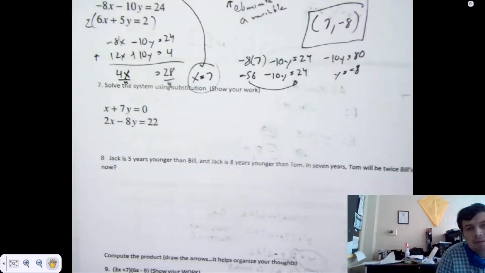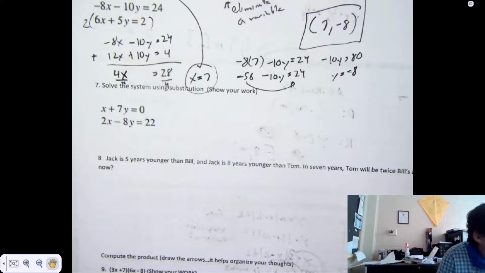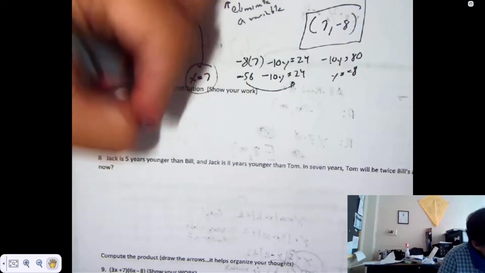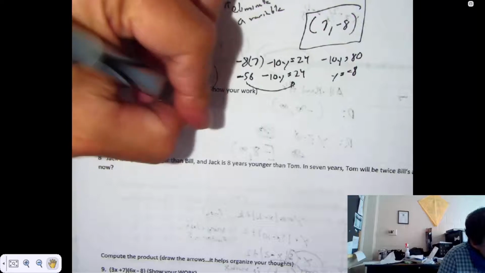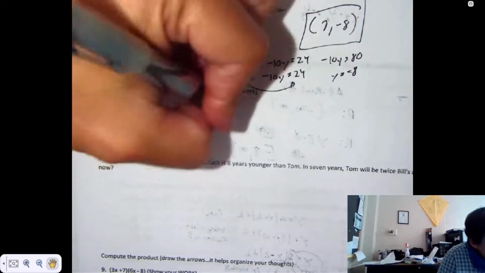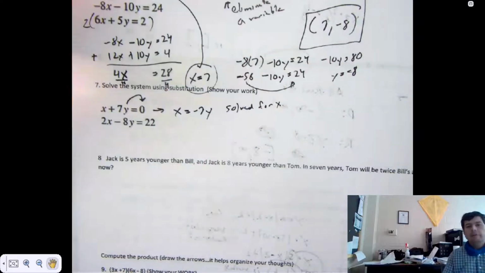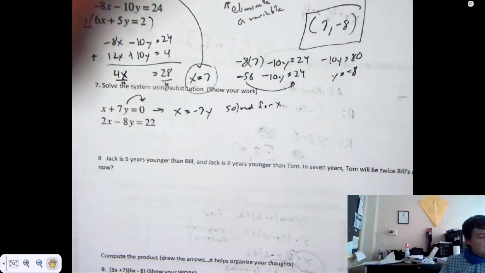All right, number 7, solve the system using substitution. I've seen kids do this. You get so accustomed to doing y equals mx plus b that you want to solve for y. This equation right here literally says x is negative 7y. You can just jump it over. And what you did is you solved for x. In a way, you know what x is. You don't know its numerical value, but you know what it is in terms of y.